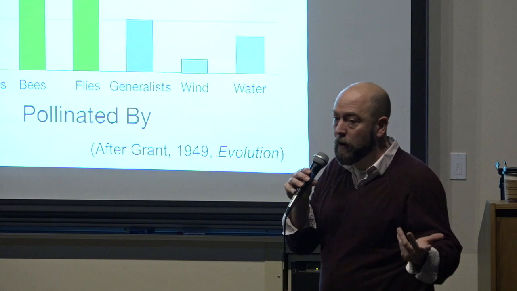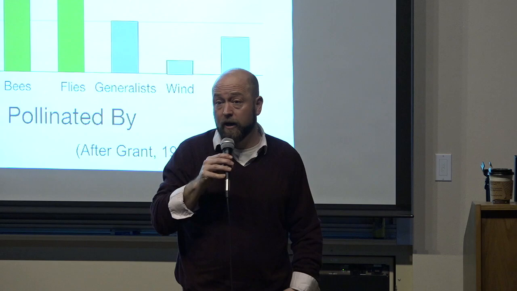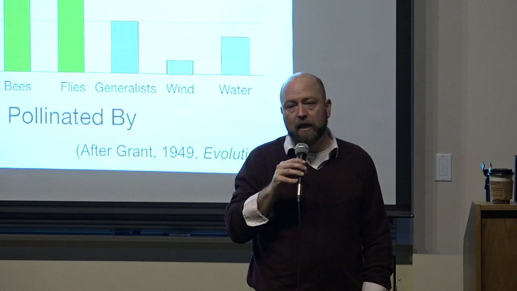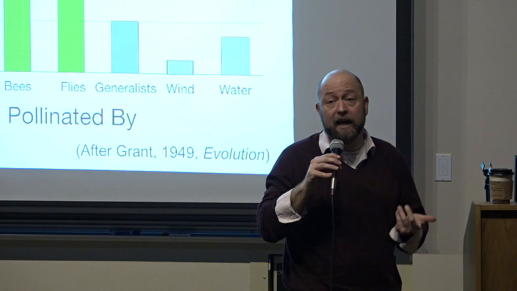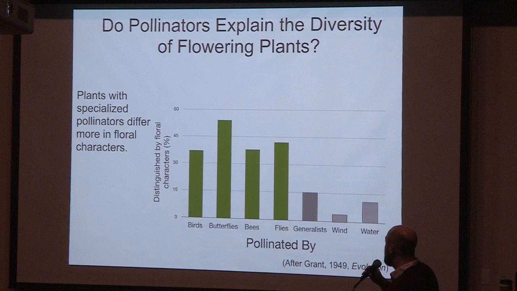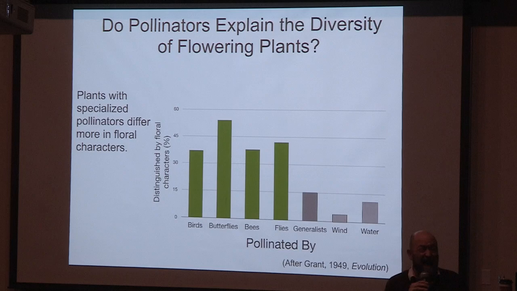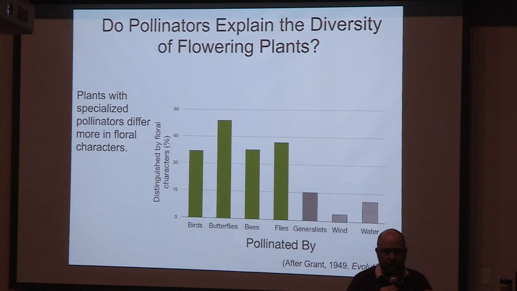And what he found was that plants pollinated by wind, like an oak tree, are actually easier to tell apart. They differ more in things like their trunk and their leaves, how high they are. But plants pollinated by some kind of animal, like birds or butterflies or bees, and especially plants pollinated by specialized pollinators, pollinators that only go to one or two different kinds of plants, tend to differ more in flowers.